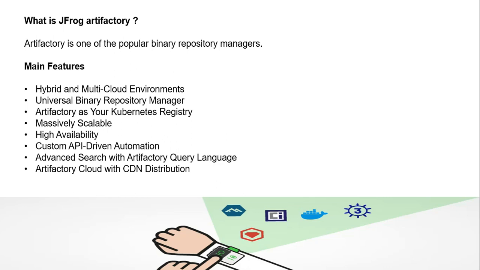Next one is universal binary repository manager. It supports all major package formats including Alpine, Maven, Gradle, Docker, Helm and more. Next one is Artifactory as your Kubernetes registry. Artifactory allows you to deploy containers and microservices to the Kubernetes cluster, serving as the universal repository manager.